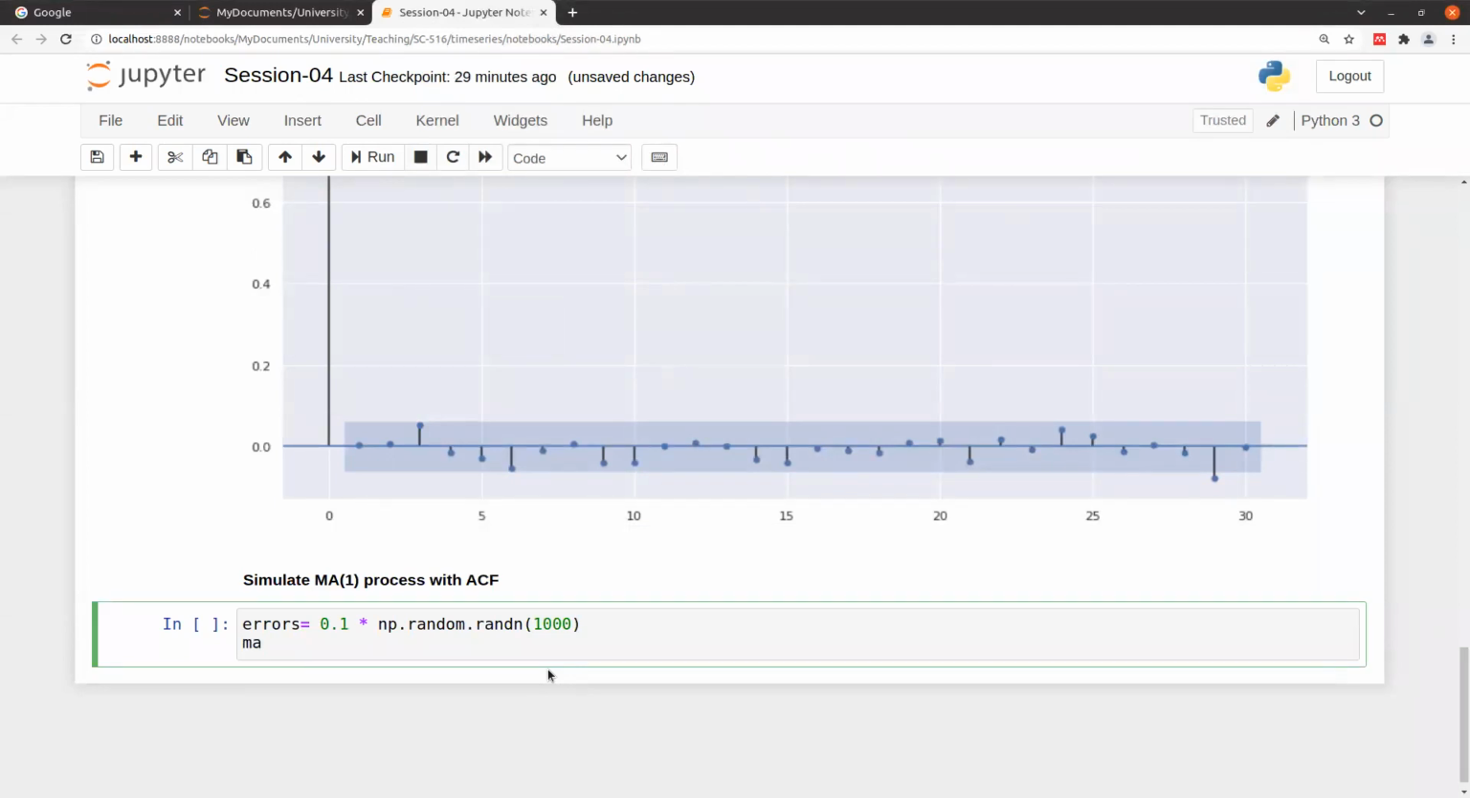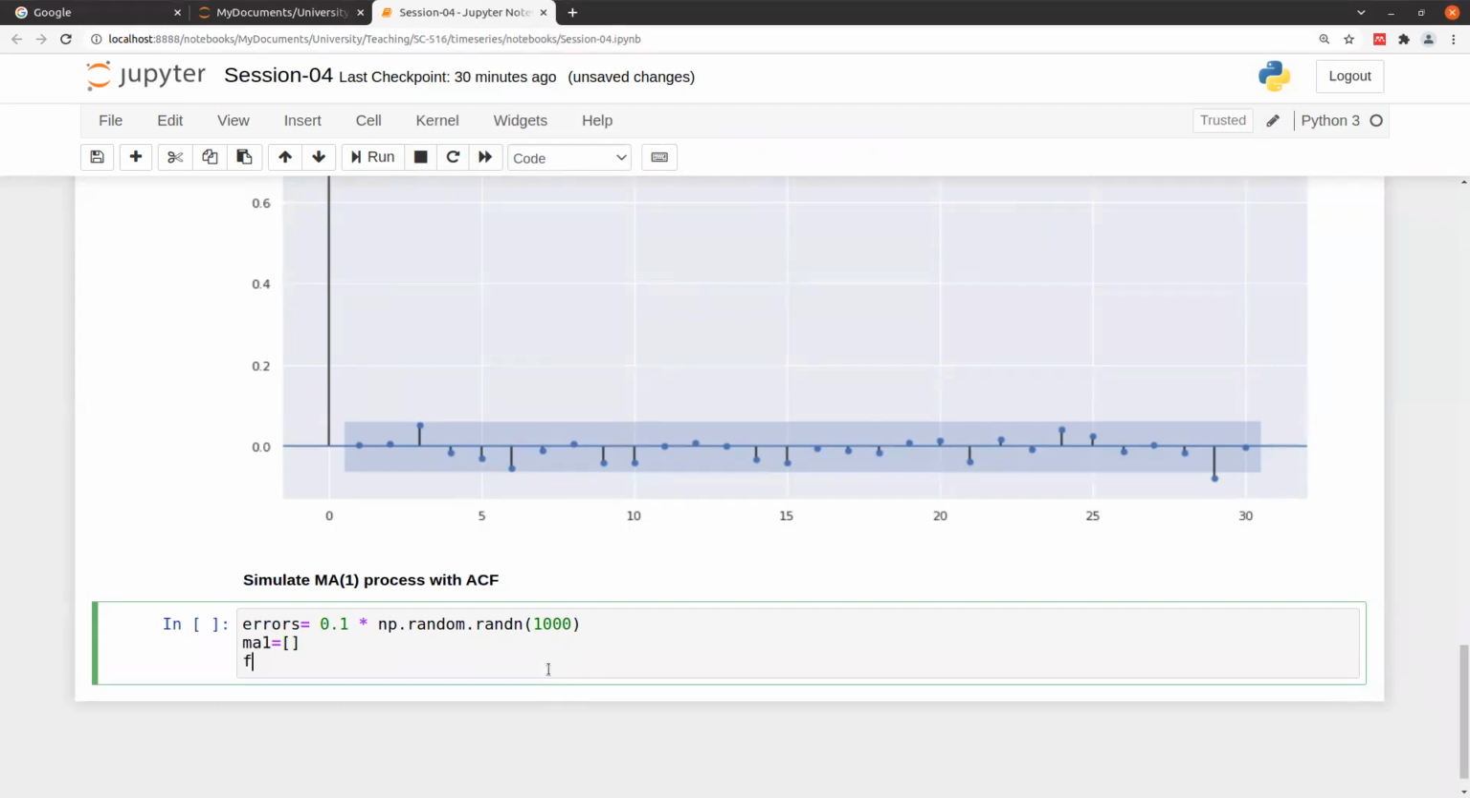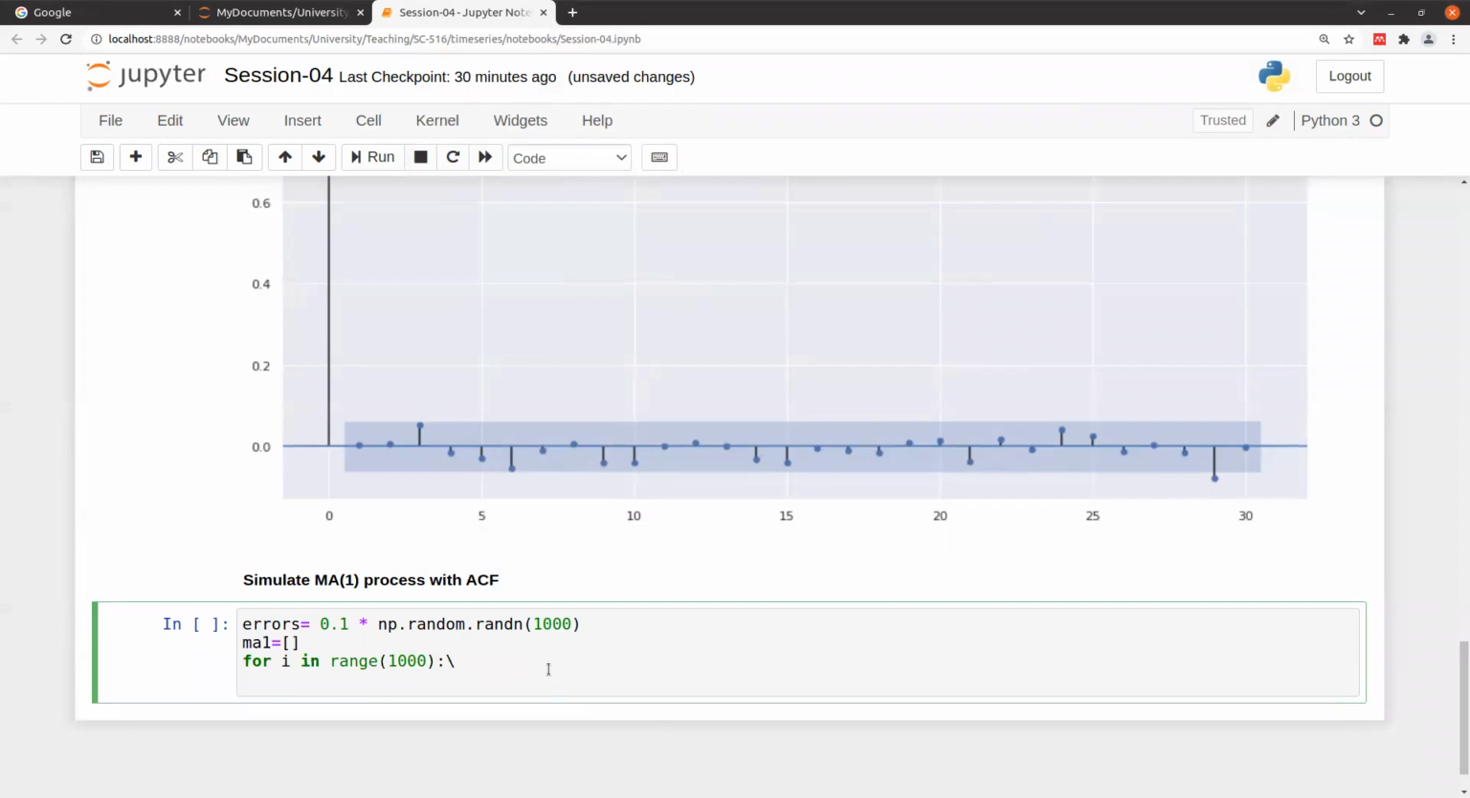Then there should be a list or array to hold all these MA1 values. Then I am iterating this 1000 times, right? To make the simulation. Then here, what happened at the zeroth point? There is no previous value or previous error component. Then we have to check it, right?